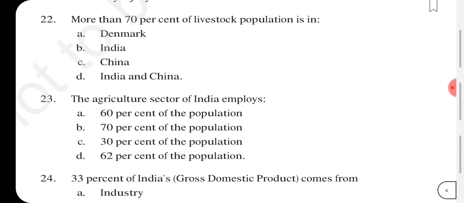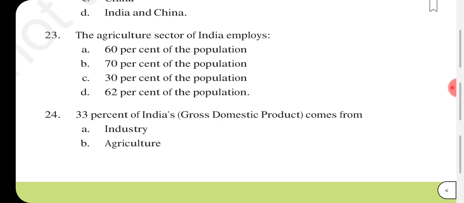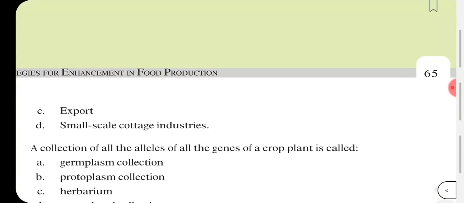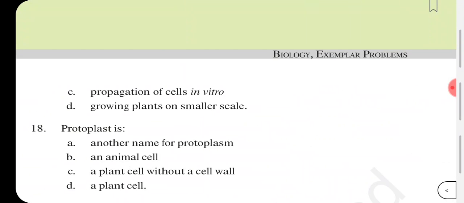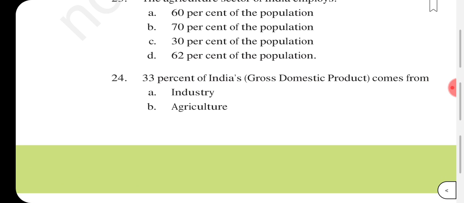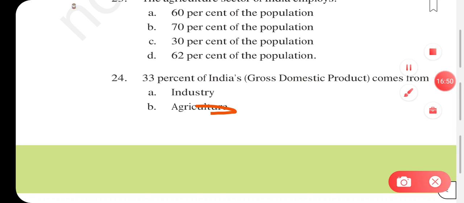Moving on to the next one, 33% of India's gross domestic product comes from industry or agriculture. Let us see the other two options, export or small scale cottage industry. So 33%, okay, it is asked 33% of India's gross domestic product comes from agriculture. It comes from agriculture. Fine, agriculture is the correct answer.